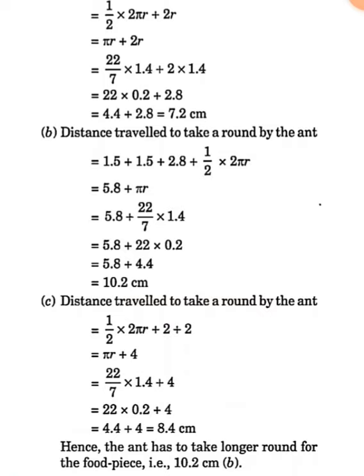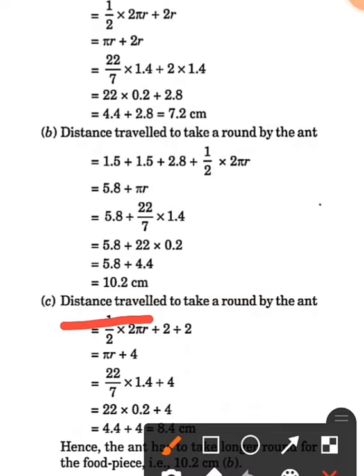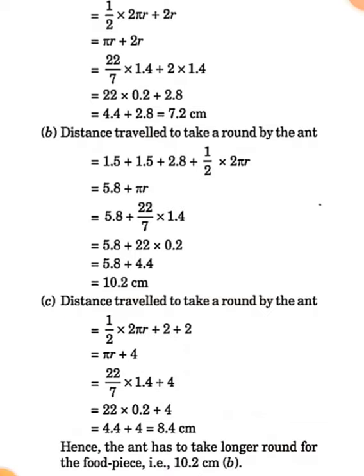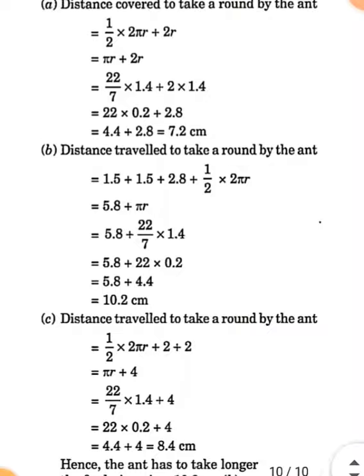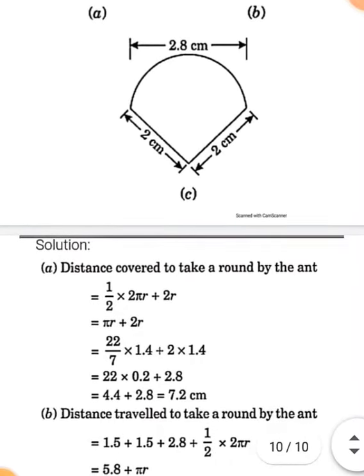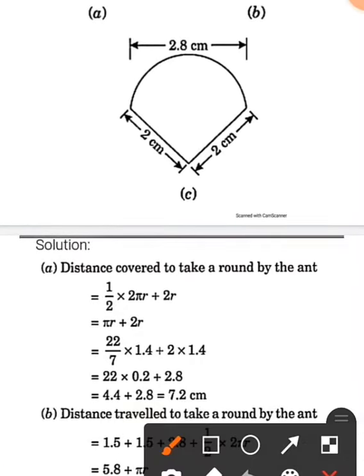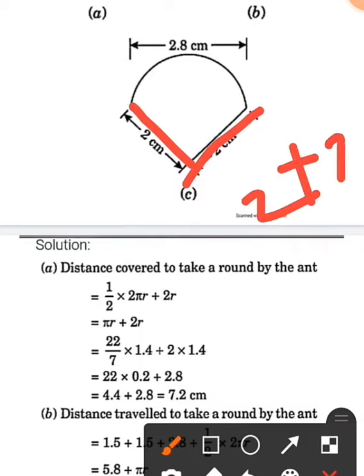Now moving ahead with the solution part of C1. Distance traveled by the ant for the third shape is half into 2 pi r plus 2 plus 2. Now why plus 2 plus 2? Let us see the figure first. So this is the figure. Okay. So first of all, the ant will walk this way, so this is 2, then this way, so again plus 2. Okay, so 2 plus 2, and then this much part, which is again the circumference of the circle.